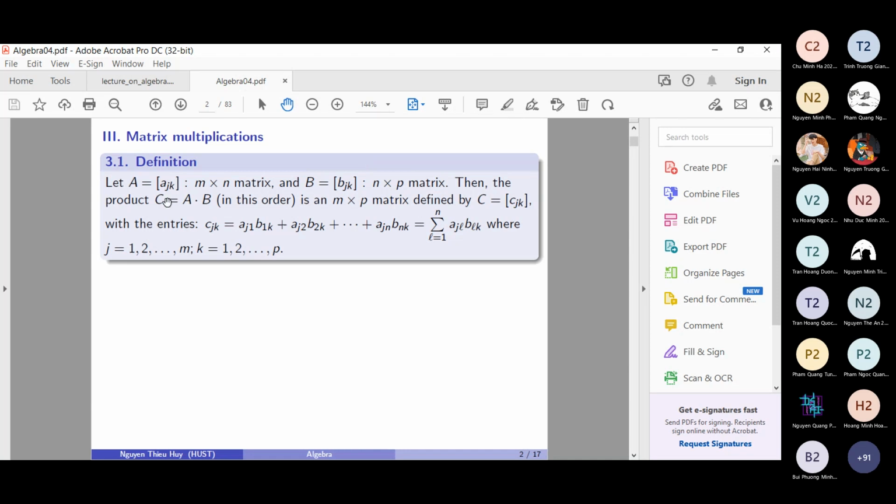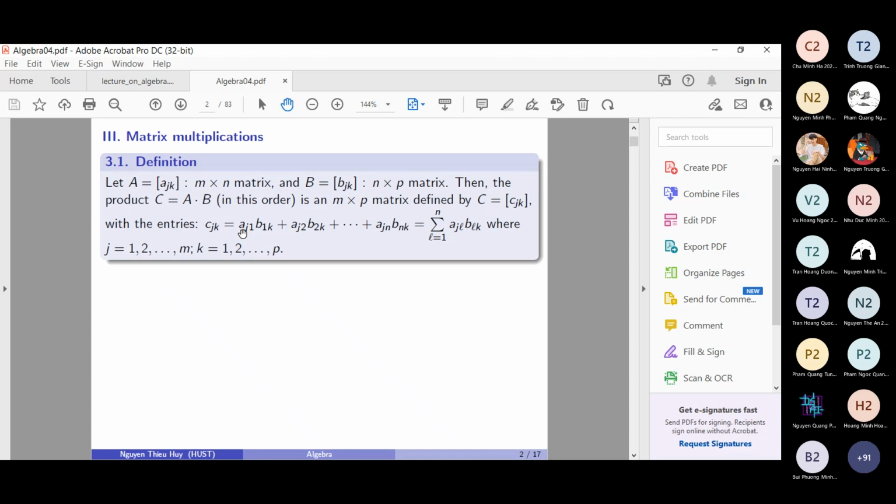Then the product C equals A multiply B. You can use a dot or without the dot, it's okay. In this order, it is an m by p matrix defined by C containing the entries C_jk, m rows and p columns, with the entries now defined as C_jk.